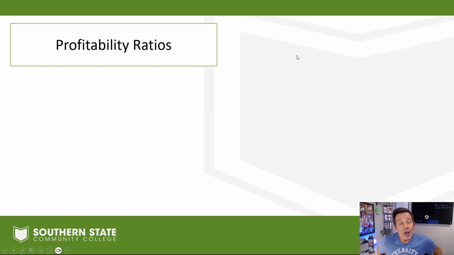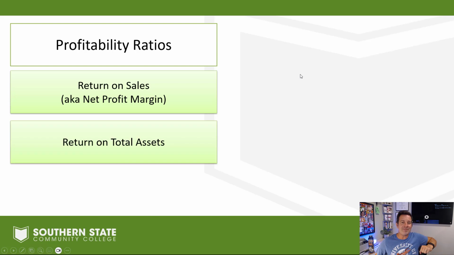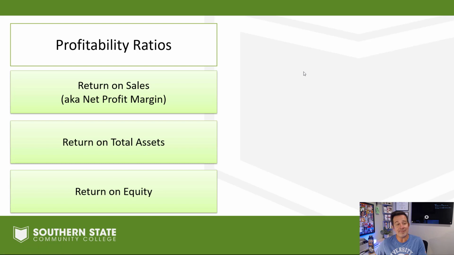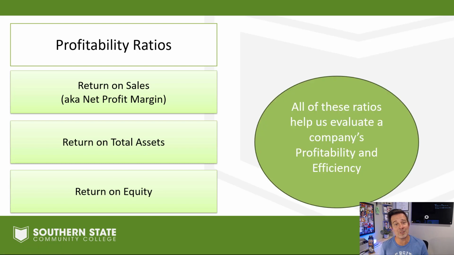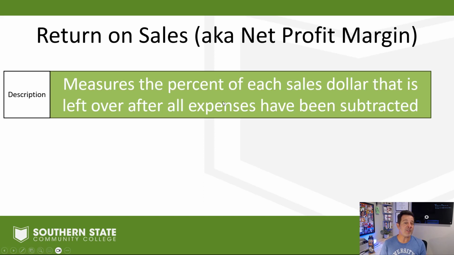So let's talk about those profitability ratios for a little bit here. We got return on sales, which we've also maybe referred to as net profit margin. We've got return on total assets, and we have return on equity. All of those ratios are going to help us evaluate a company's profitability and efficiency, how efficiently they're using their assets to generate profit, for instance. So that first one, return on sales, net profit margin, measures the percent of every sales dollar that is left over after all expenses have been subtracted out.